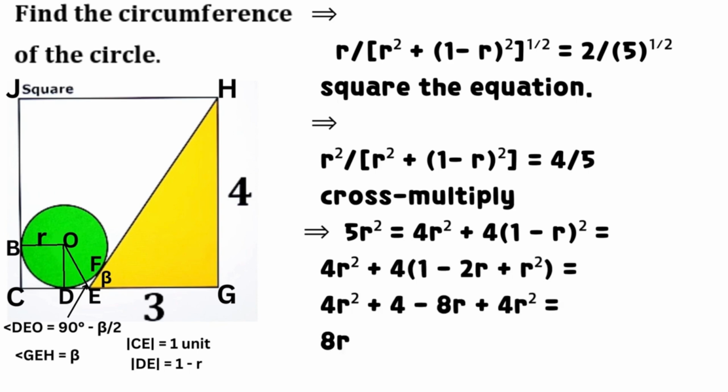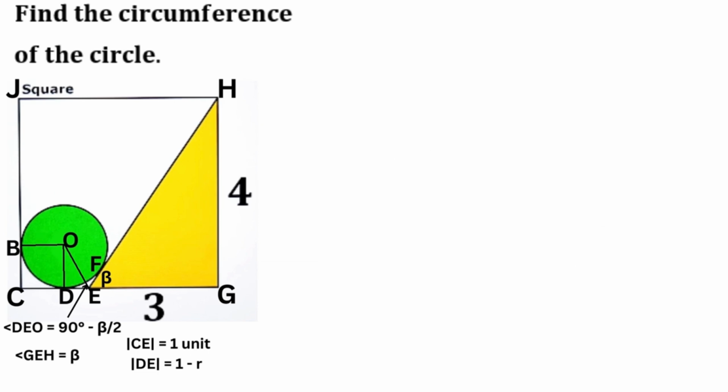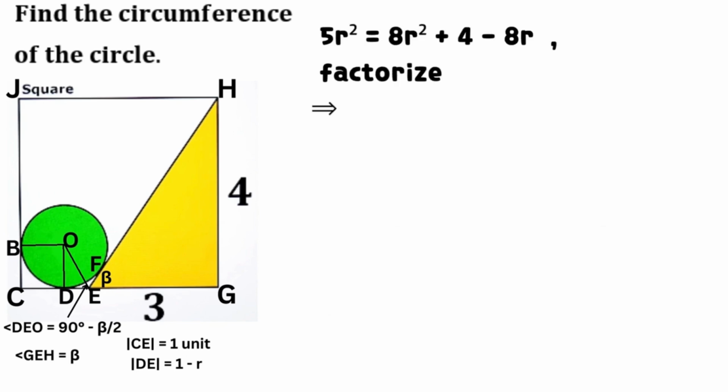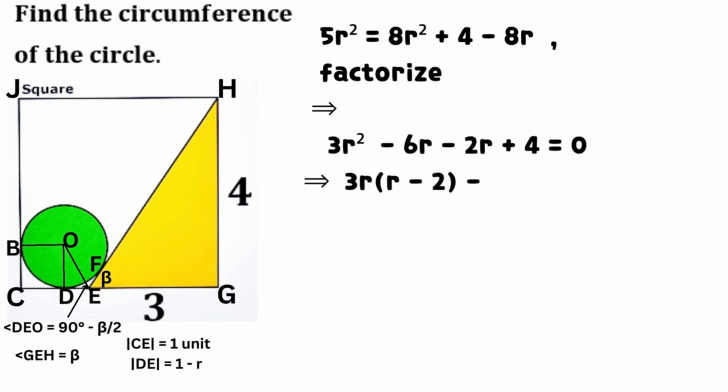Square the equation to obtain a new equation as shown on the screen. Cross multiply. Simplify the equation further, and we have that the sum of 4 times the square of r and 4 minus 8 times r plus 4 times the square of r equals the sum of 8 times the square of r and 4 minus 8 times r. It signifies that 5 times the square of r equals 8 times the square of r plus 4 minus 8 times r.